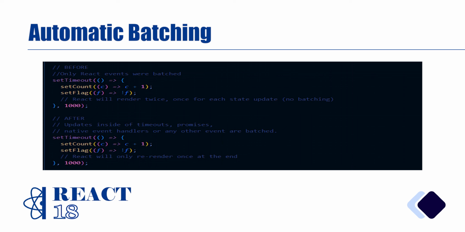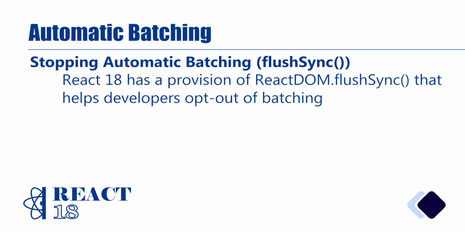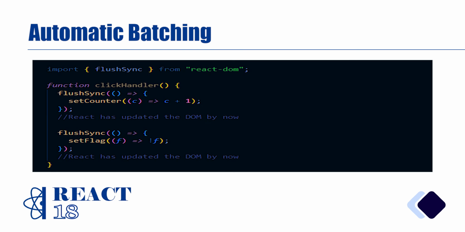But React 18 overcame this limitation by batching updates inside of any promises, set timeouts, native event handlers, or any other event. If you want to stop automatic batching in your project, React has provided an option for you to use, which is flushSync, which you can use to prevent automatic batching in your project. Let me show you an example of how to use flushSync. You can pause it to view it better.